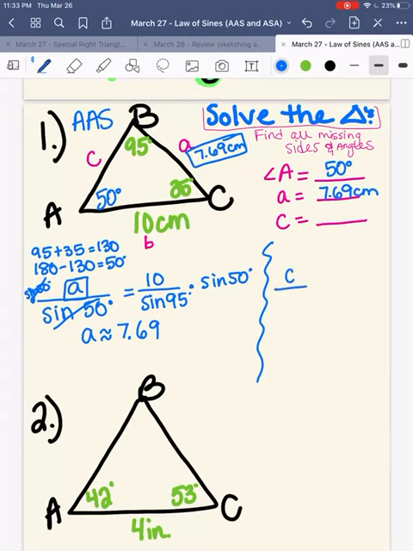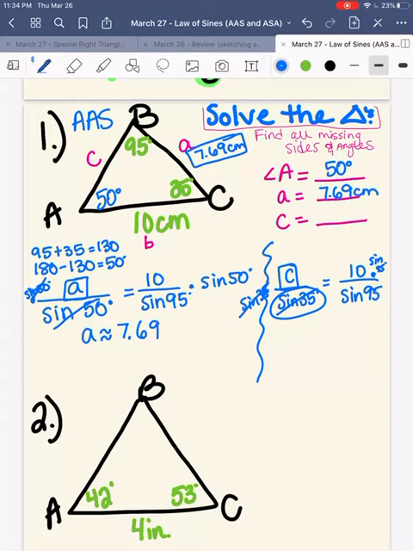So I'm going to go C over what's opposite it, sine 35 equals, and you could use the 7.69 now, but because we abbreviated it or cut off the angle, I'm going to just use what was given to us originally, the 10. Okay, so 10 over sine 95. And now I'm trying to isolate the C, so I want to get rid of this, and I'm going to get rid of it by timesing by sine 35 degrees, so they will cancel out, and then I'm going to do it over here.